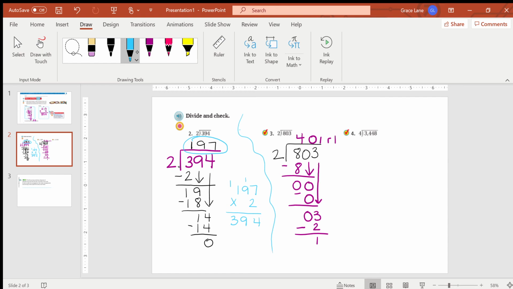Okay, so first do your multiplying. 401 times 2. 1 times 2 is 2. 0 times 2 is 0. 4 times 2 is 8. So I got 802. The remainder now is an extra that you just add on. So if you were to add the remainder of 1, I did this backwards, but you get 803, which was the divisor. So I know that 401, remainder 1 is correct.